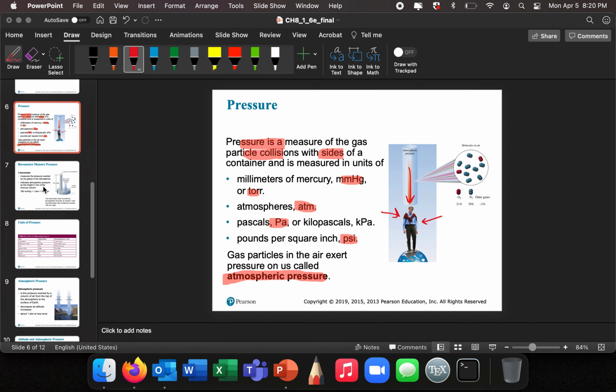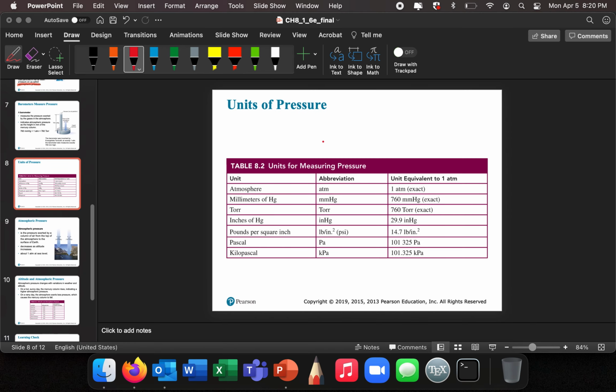Okay, I think I'm going to skip the diagram of the barometer, and let's go with the units of pressure. The units of pressure are typically atmospheres, and if we're going to convert to atmospheres, it's going to be exactly 1. Now, millimeters of mercury, there are 760 millimeters of mercury in 1 atmosphere. Torr is the same thing as millimeters of mercury. There are 760 torr in 1 atmosphere. I don't want to care about that.